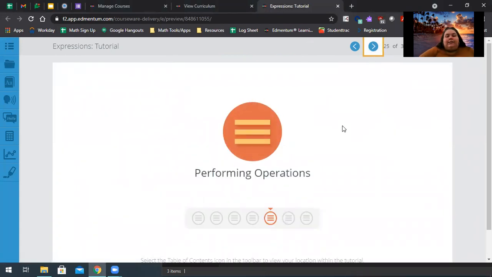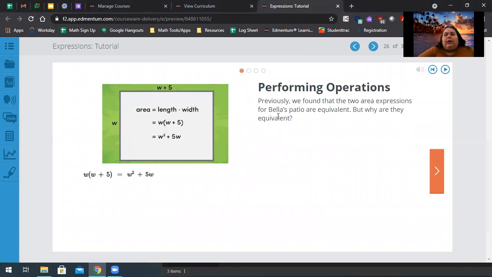Let's go ahead and move into slide 25. Again, don't forget that you can go ahead and pause or go back through the video, especially when you're catching up on notes. So performing operations. Let's go ahead and read slide 26. We found out that the two area expressions for Bella's patio are equivalent, but why are they equivalent?